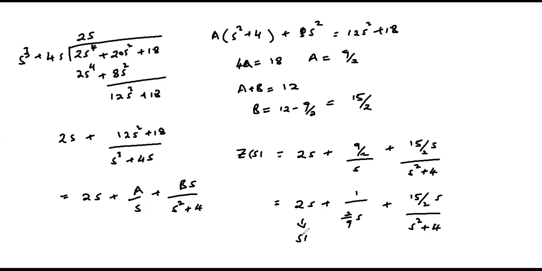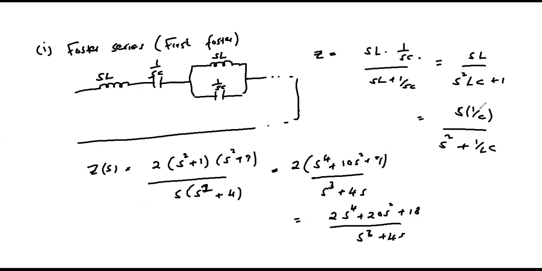So I'm comparing this with SL. I compare this with 1 over SC. So the L is 2, the C is 2 over 9. Then this term, 15 over 2 S over S squared plus 4, we compare that with a parallel combination of inductor and capacitor whose impedance is given by S over C into S squared plus 1 over LC. That means we compare S 1 over C over S squared plus 1 over LC.